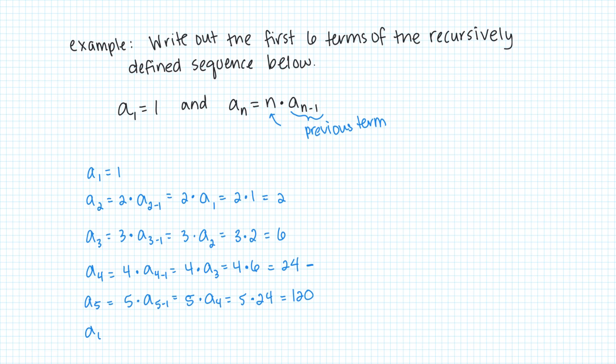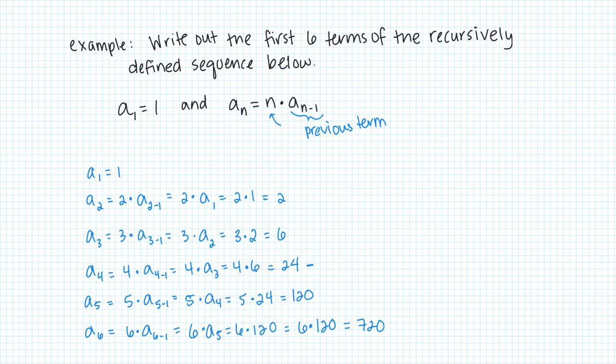So how are we going to get our 6th term? Our 6th term is going to be 6 times the previous term, which was 120, which gives us 720. So a sub 6 would have been 6 times the 6 minus 1 term, which is the fifth term, and the fifth term was 120.